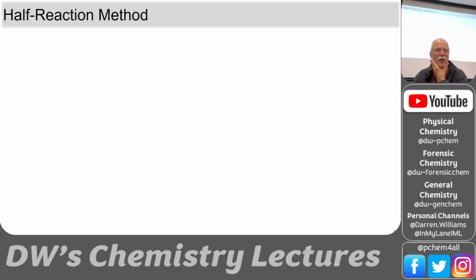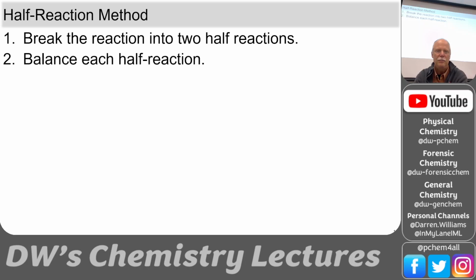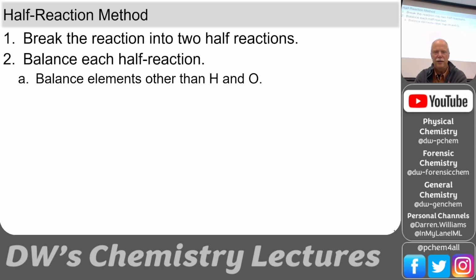All right. So here's the half reaction method. You break the reaction into 2 half reactions, and maybe 95% of the time, maybe 99, it'll be obvious what the half reactions are. Sometimes, like rare cases, it's not. Okay. Then you balance each half reaction. And then here's how you do that. So you balance the elements other than hydrogen and oxygen. So you leave those elements alone at first.